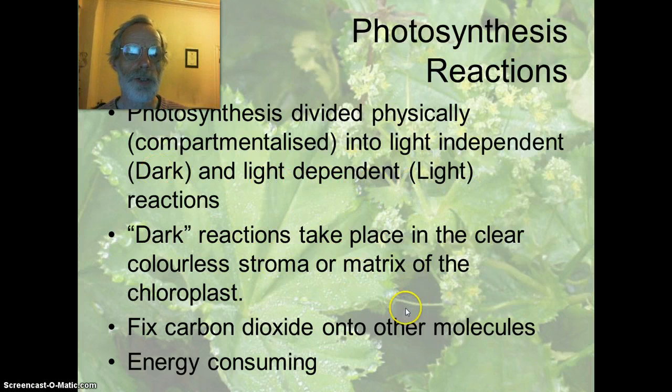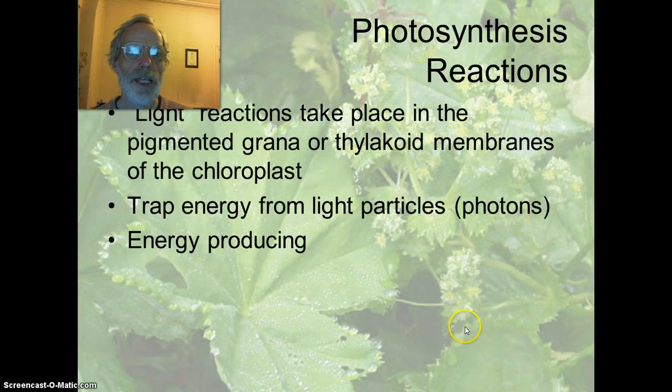the light reactions. The dark reactions take place in the clear, colourless stroma or matrix of the chloroplast. They fix carbon dioxide onto other molecules. This is an energy consuming process. The light reactions take place in the pigmented grana or thylakoid membranes of the chloroplast. These trap energy from light particles, otherwise known as photons, and the light reactions are energy producing.